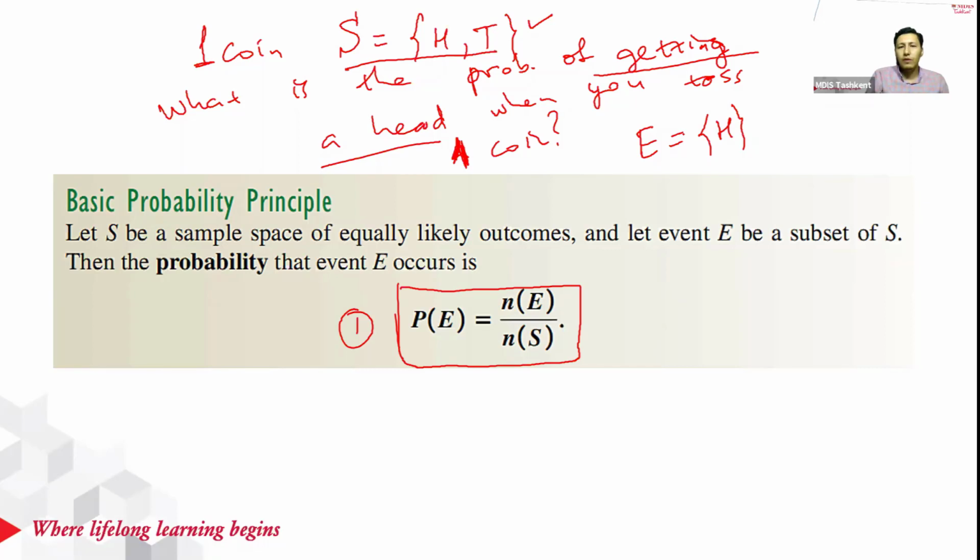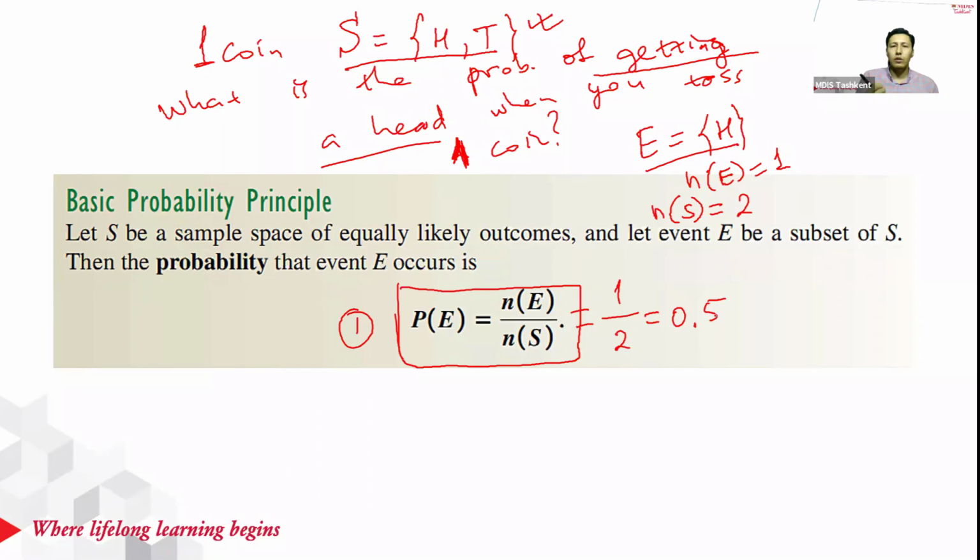Now, to use this formula, we need NE. NE is one, the number of elements. We have one element here. And NS, how many elements? H and T, we have two elements. So if you substitute into the formula, you get 1 over 2, that is 0.5. So the probability of getting a head when you toss a coin is 0.5. Or you can say there is a 50% chance to get head. Understand the example?